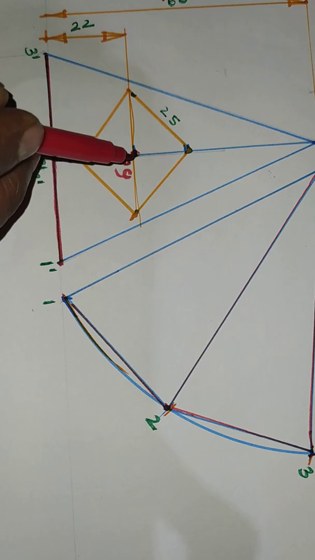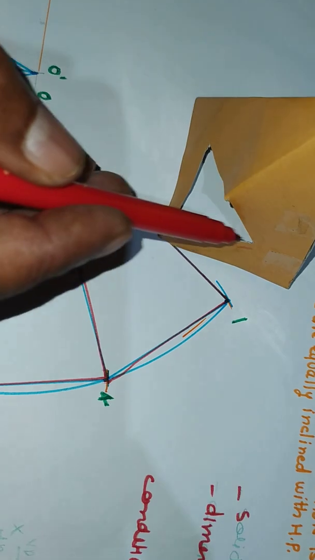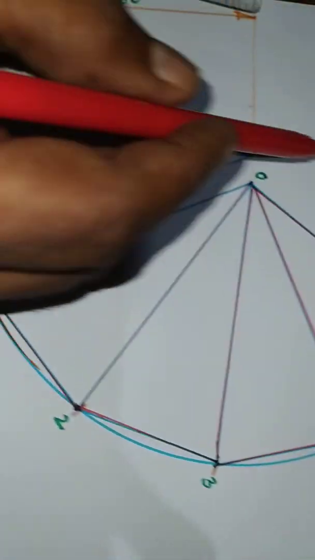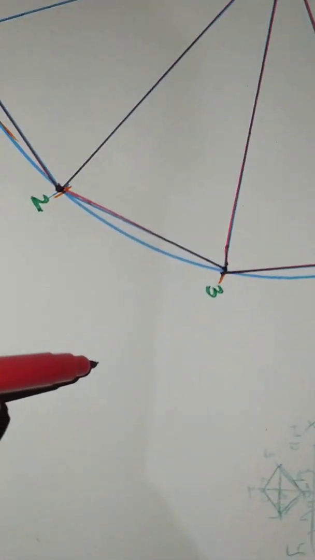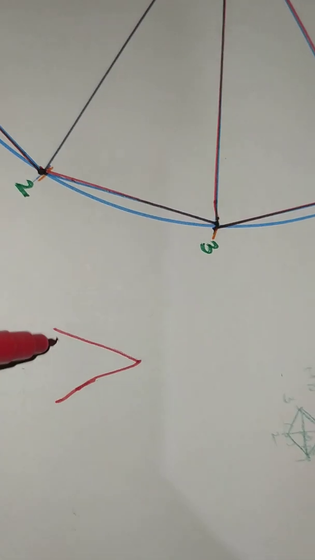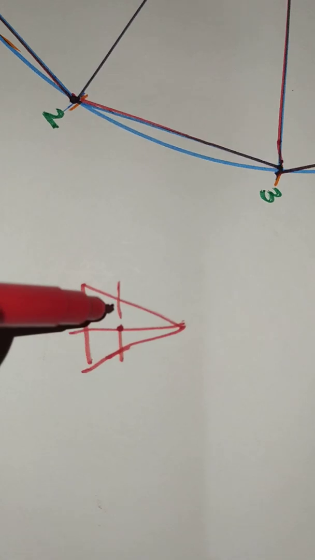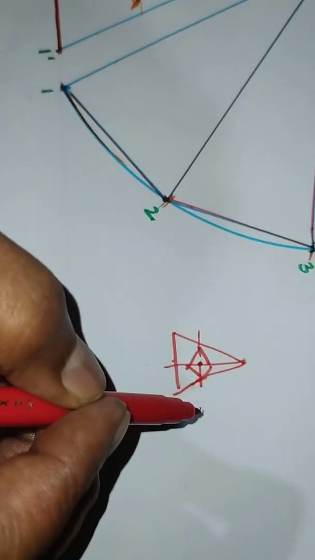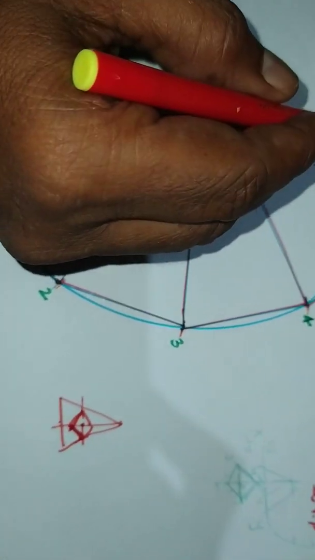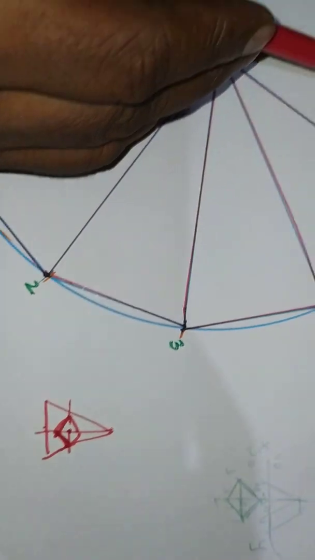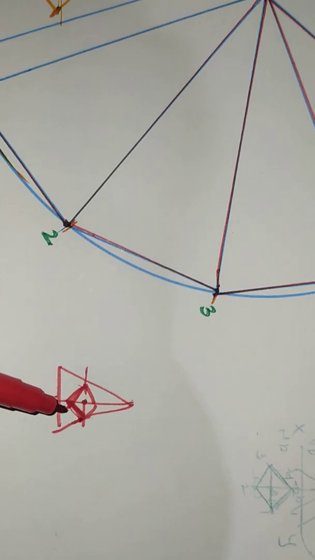This is the point. But these edges are equally inclined to HP. This is the horizontal plane and these edges are equally inclined to HP. Here is the triangle. At 22 mm here is the point, that is the axis, and these edges are equally inclined. These are the edges, these edges are equally inclined to HP.